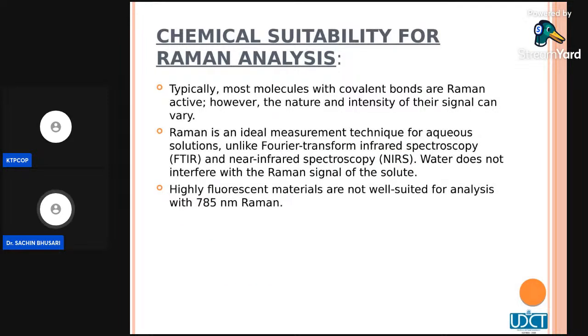But one must know, while using Raman analysis, how suitable Raman is for this. So chemical suitability one must understand for Raman analysis. Typically most molecules with covalent bonds are Raman active. However, the nature and intensity of their signal can vary. And now the classical part of Raman: for IR there are some limitations, but for Raman, definitely, there are no limitations as far as samples are concerned.